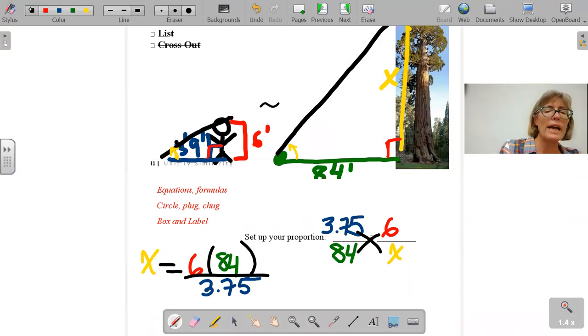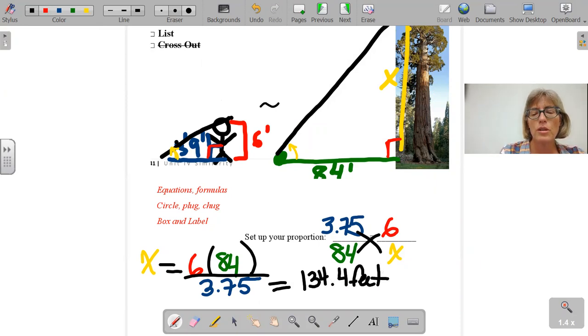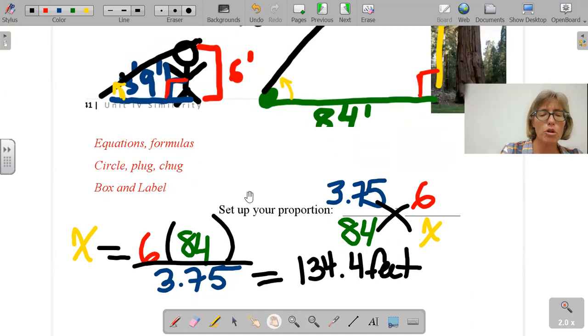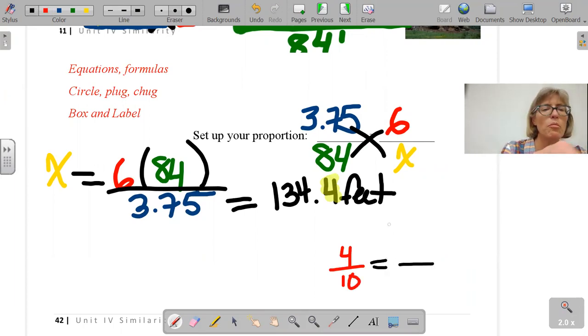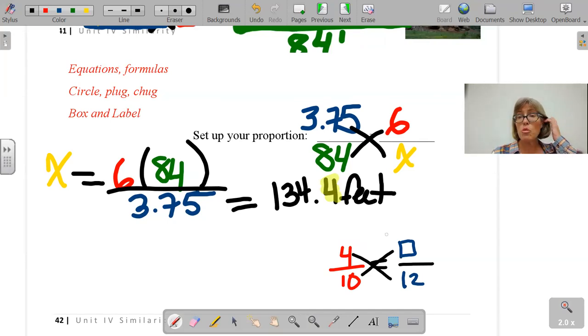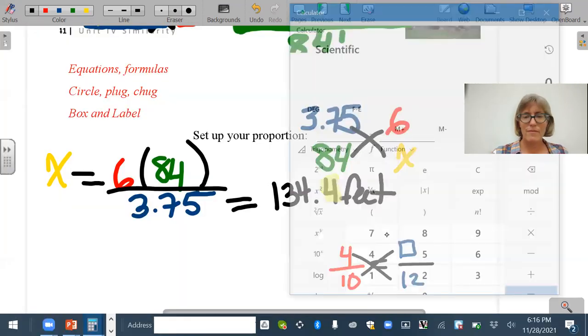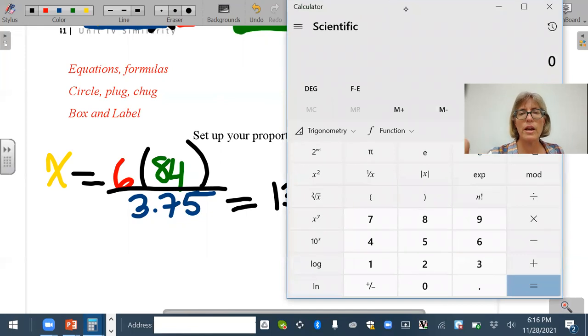I'm going to show you how to go back into feet and inches because I'm going to want to make sure you can do that. So this is 134.4 feet. To get this portion back into inches, this is what you're remembering. That 4 there is a base 10 and inches is a base 12. So you are thinking like this. And it's going to be 4 times 12 divided by 10. That's the long way. I just want you to see the proportions there.